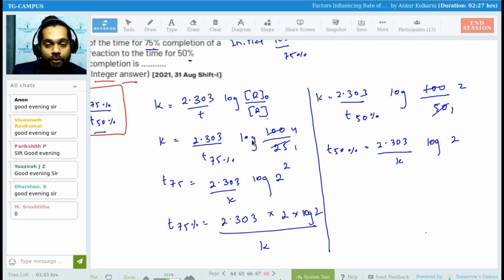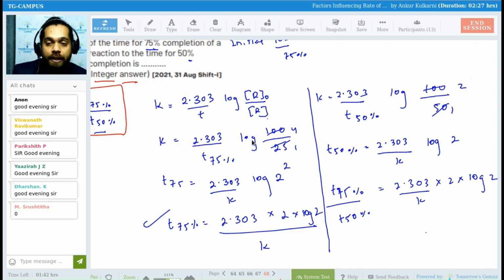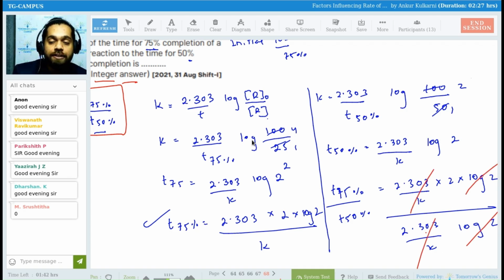So if I take the ratio of T 75% to T 50%, what am I getting? 2.303 over K, I am writing the T 75% into 2 into log 2, similarly divided by 2.303 over K log 2. Why is it that difficult? Come on, log 2 cancels, this cancels. What is left? So easy.